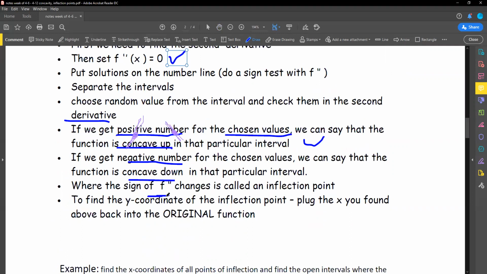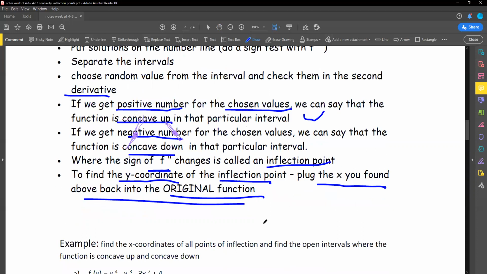Where the sign of the second derivative changes is called your inflection point. Whether it changes from positive to negative or negative to positive, it's still an inflection point. And again, to find the y-coordinate of the inflection point, plug the x you found above back into the original function. So at the end, that's how you do that.